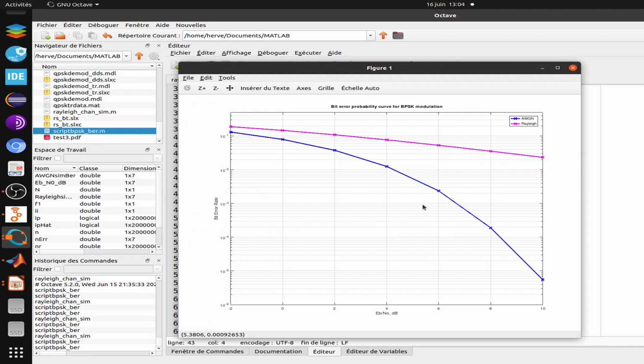So another thing to notice is that the BER curve is much worse for the Rayleigh channel than for the AWGN channel, so you have to take care about that using communication techniques that are going to improve this BER. Otherwise, it's going to be difficult to transmit digital data, like for example digital images.